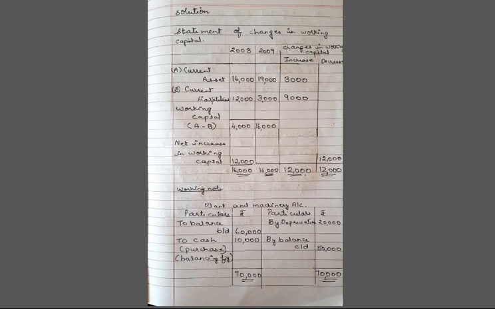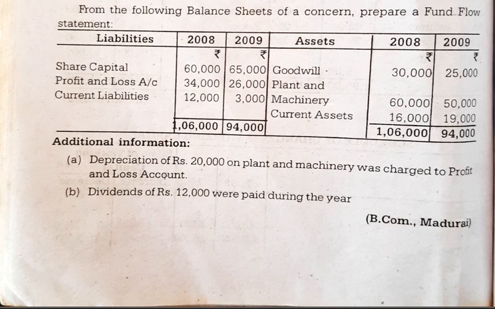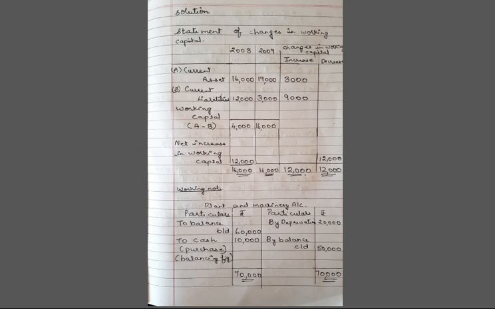Now we will write current liabilities. What are the current liabilities in this problem? We have current liabilities 12,000 and 3,000. Here also you have to compare whether there is an increase or a decrease. There is a decrease from 12,000 to 3,000. But when current liability decreases, you have to write it in the increase column.